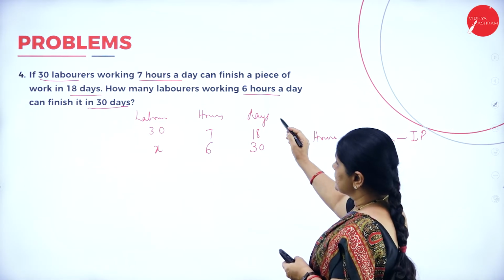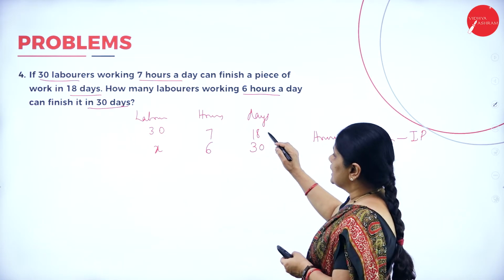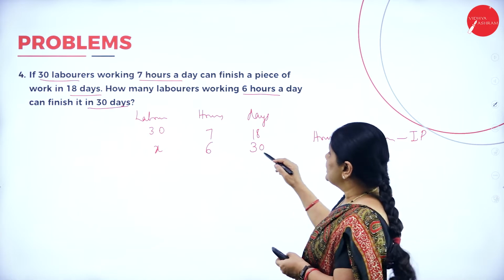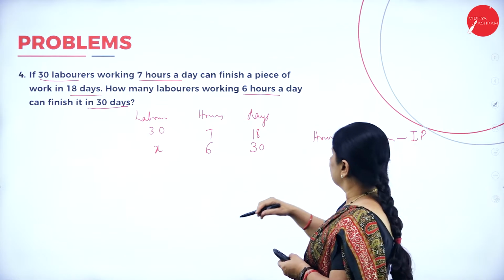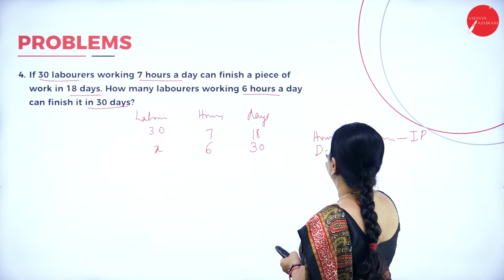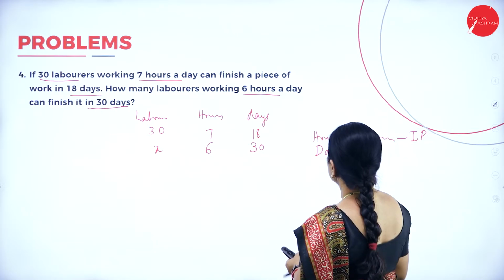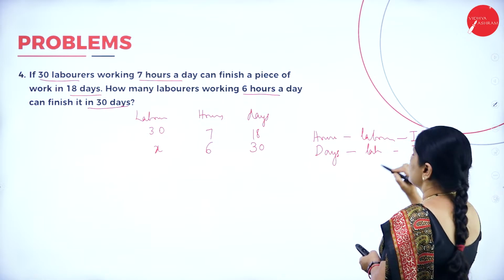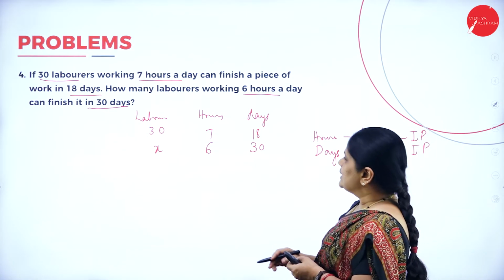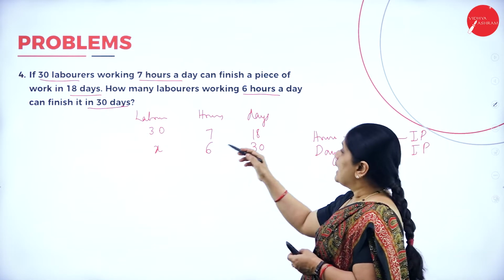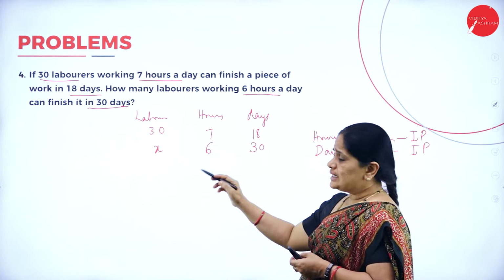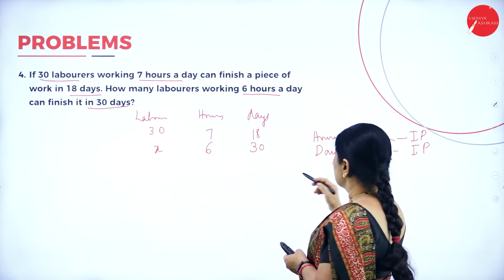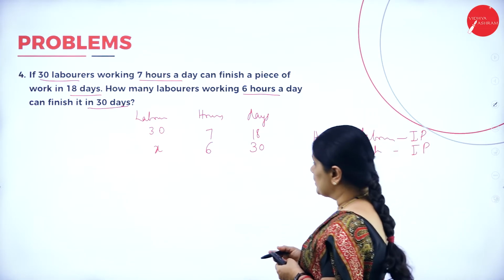Then next is days and labor. When the days are more, the labor will be less. When the days are less, the labor will be more. So days and labor again are in inverse proportion. When there are more laborers, I need fewer days. When there are fewer laborers, I need more days. So this is also in inverse proportion.